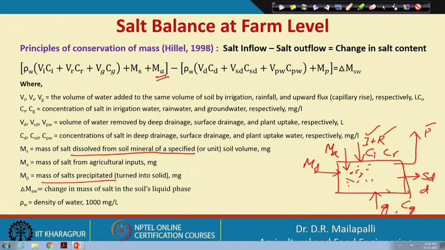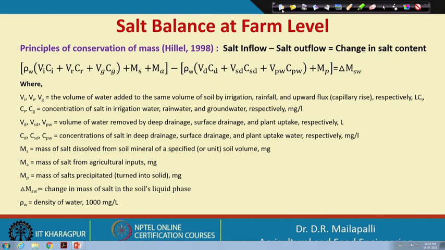Sometimes what happens, if it is saline water, then due to a lot of evaporation the salts accumulate on top. They are left on top, so that is Mp, which is an output kind of thing. Putting everything together, you get delta MSW, which is the change in the salt storage.